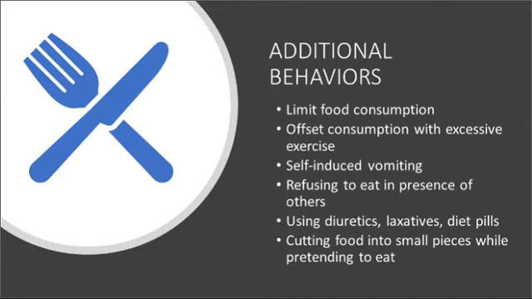Their additional behaviors limit food consumption, often combined with excessive exercise, refusing to eat in the presence of others, cutting food in small pieces while pretending to eat. The self-induced vomiting and laxatives tend to be more on the bulimia side, although anorexics may do that in addition to just plain not eating.